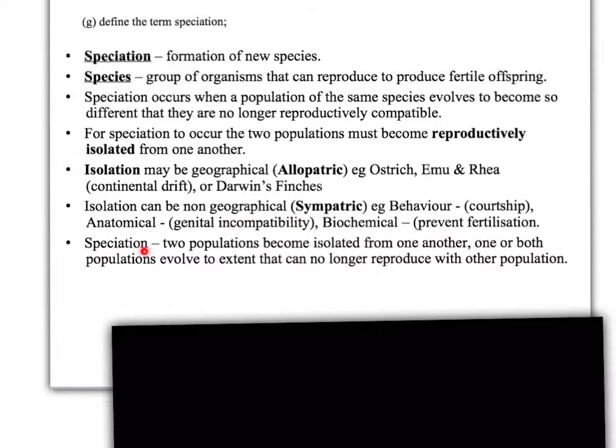So below here, just summarising speciation: two populations become isolated from one another, and one or both populations evolve to an extent that they can no longer reproduce with the other population. Okay, so that summarises what speciation is all about. I've got some little diagrams and animations just to illustrate this below. The first one here looks at allopatric speciation, a silly animation which illustrates it rather nicely and uses all the relevant words you need to know.